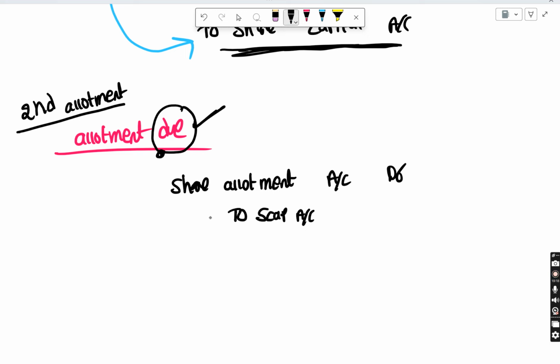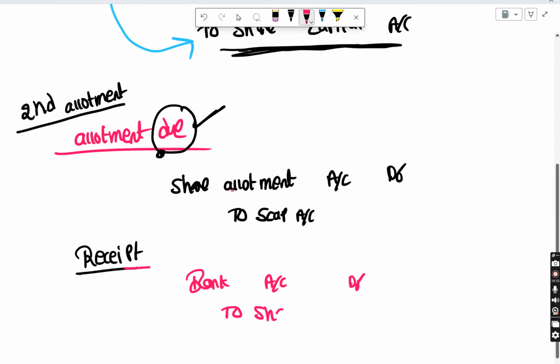Next, we are going to ask our shareholders to pay the money. Then he finally pays the money. What happens if you don't pay the money? We'll discuss that later. These are just very basic entries, so let's complete this first. Receipt entry: we are going to receive money. So bank account debit to share allotment account. Now this one is going to get cancelled. The ultimate entry is bank to share capital.